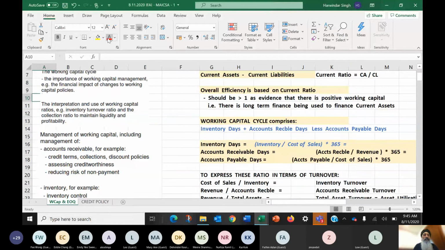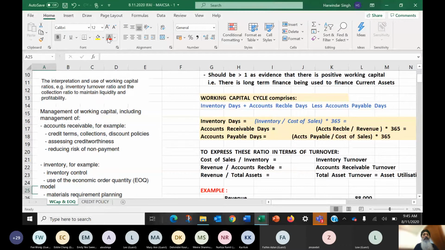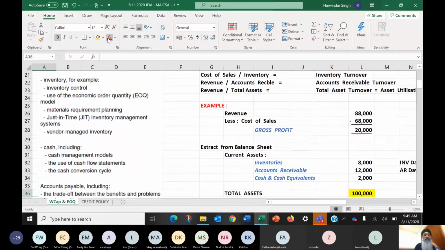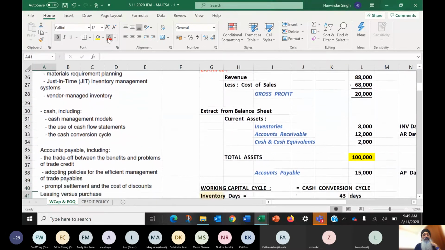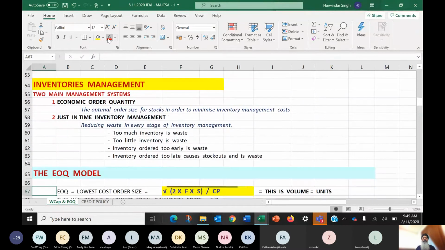The importance of working capital, the financial impact of changes to working capital policies, interpretation and use of working capital ratios, inventory turnover, collection ratio, what we just did, management of working capital. So this is the one: accounts receivable, credit terms, collection, discount policy, inventory, EOQ model, JIT, cash, accounts payable. So what I've done here is that I put down some notes here already for inventory management for us to save some time.